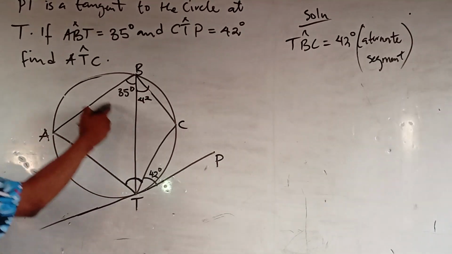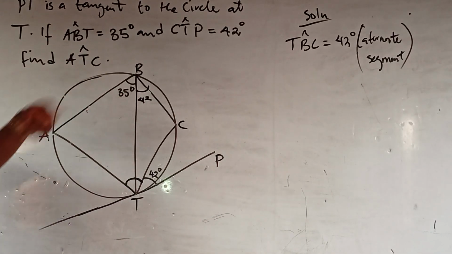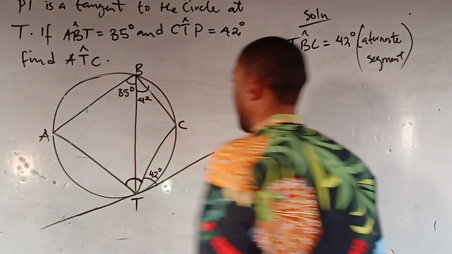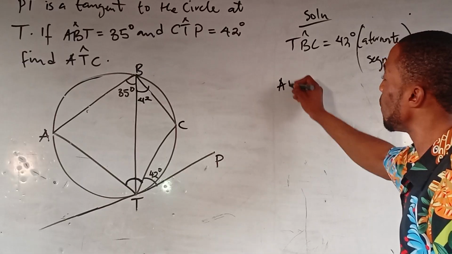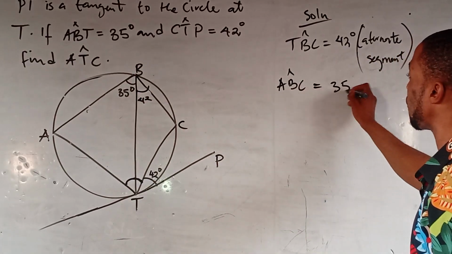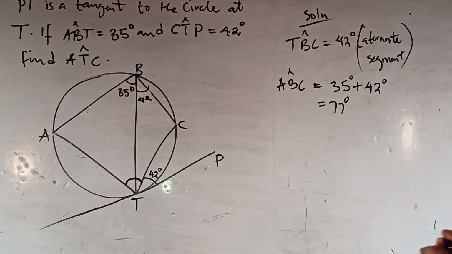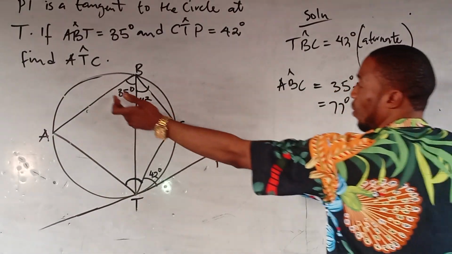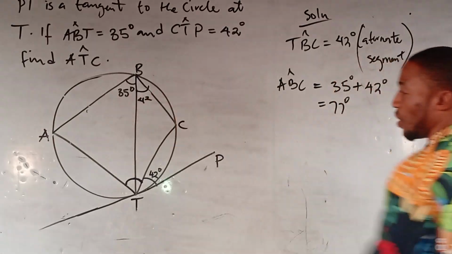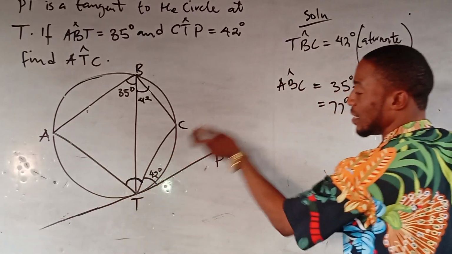Having gotten this angle as 42, now what should we do? We sum the angles here together to get the whole angle, and then we can get our ATC. To sum it up, you say angle ABC is equal to 35 degrees plus 42 degrees, giving us 77 degrees. So our total angle at B is 77 degrees. ABC is 77 degrees. With the help of this 77 degrees, we'll be able to get ATC.